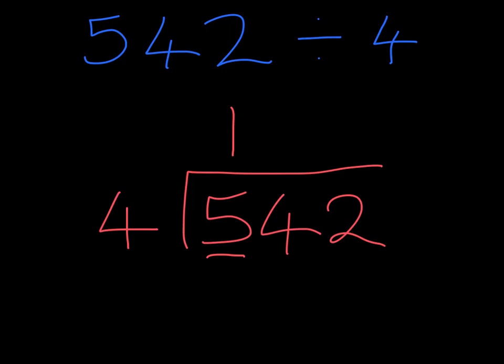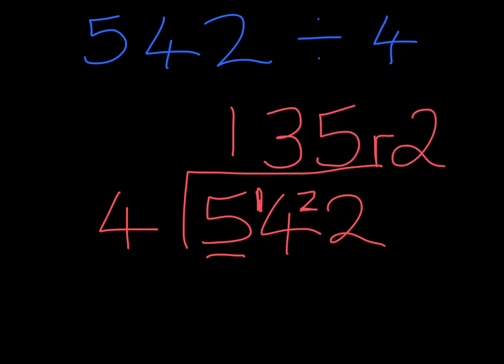Now my one left over needs to go here. We're now looking at 14. So how many 4's are in 14? The answer is 3. 3 times 4 is 12, and that would leave me with 2 left over, which goes here. 4's into 22. Well, I know that 5 4's are 20, which leaves me with remainder 2.